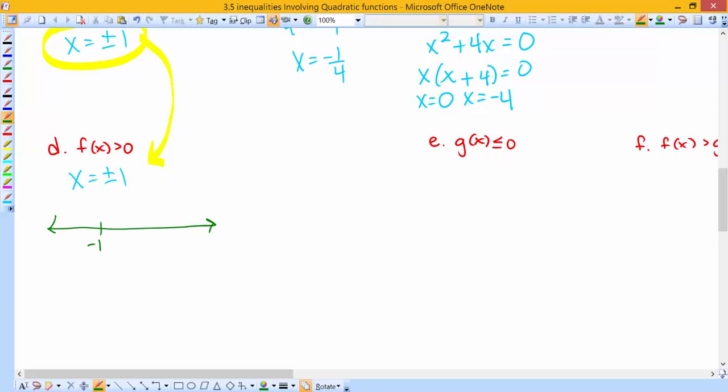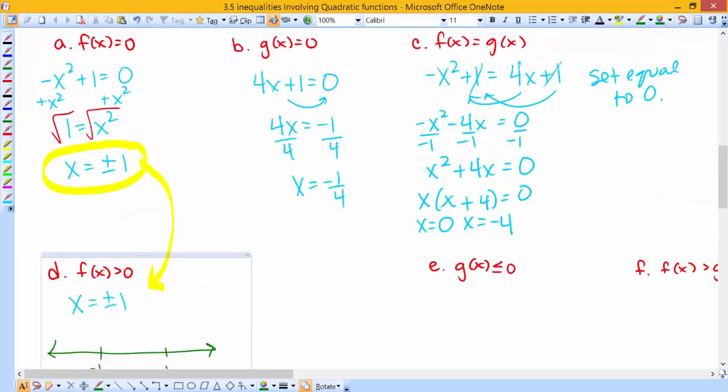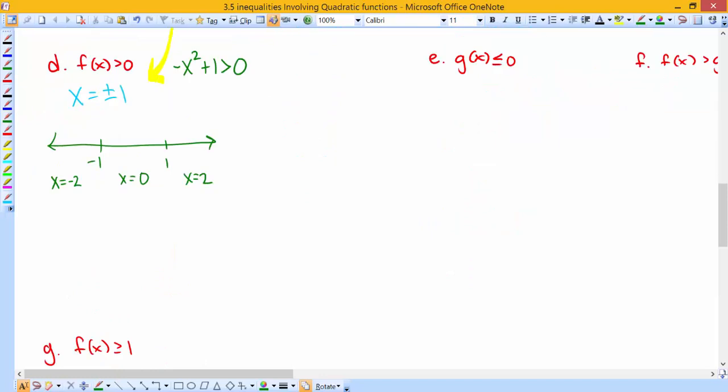Here's negative 1. Here's 1. So I'm going to test x equals negative 2, x equals 0, and x equals 2. Plug those in. Now if I replace the equals with the inequality, this is negative x squared plus 1 is greater than 0. So that's what I'm going to be plugging into.